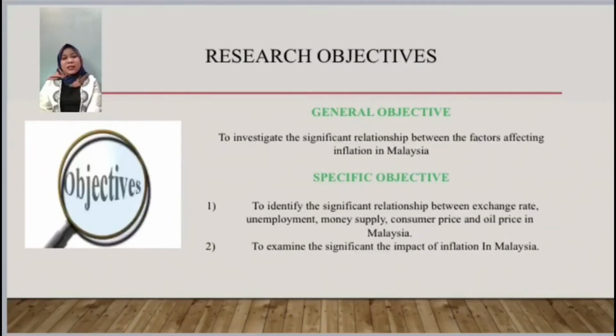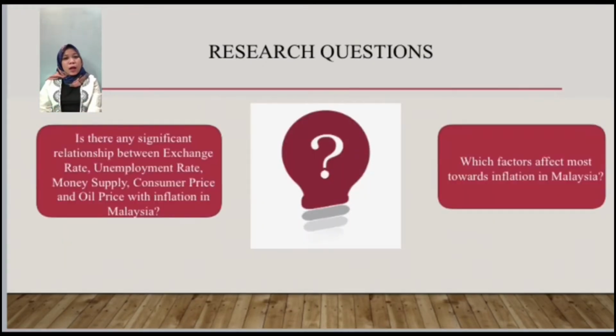Now we will go to the research objective. The general objective for this research is to investigate the significant relationship between the factors affecting inflation in Malaysia. There are two specific objectives for this research. The first is to identify the significant relationship between exchange rate, unemployment, money supply, consumer price, and oil price in Malaysia. Second, to examine the significant impact of inflation in Malaysia.